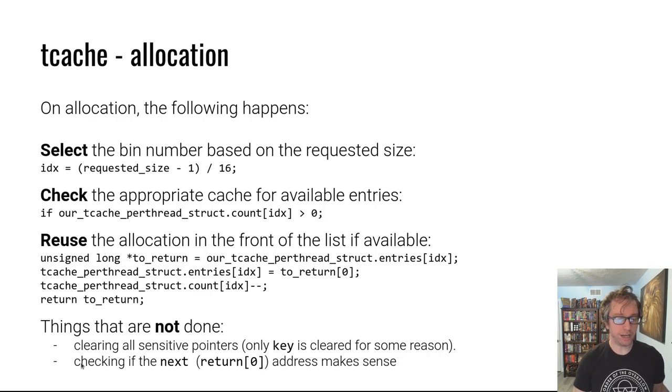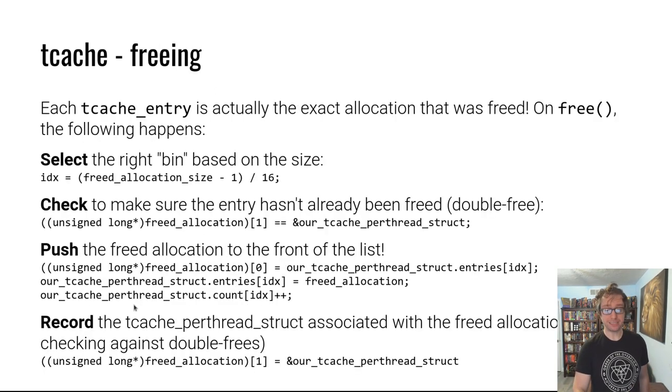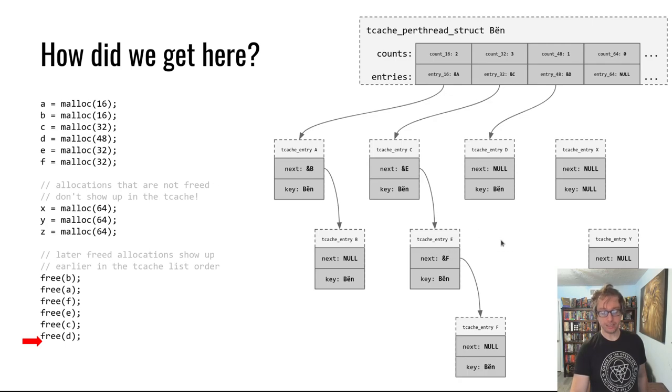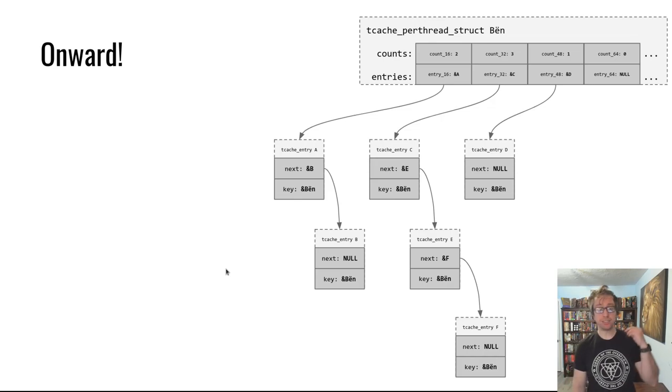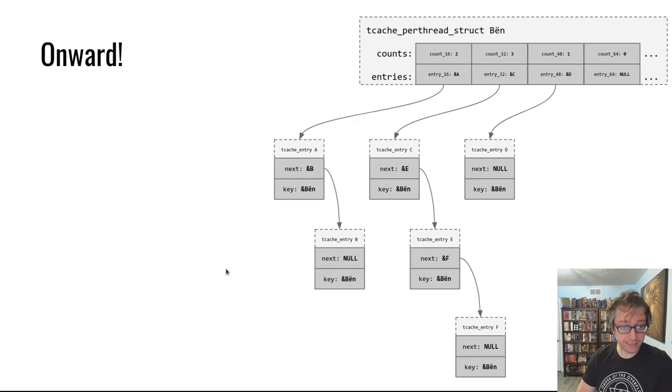And then the other amazing thing that we don't do is check if the next pointer makes sense. So when we allocate something, I'll show you, we don't check to make sure that what we are updating our entries with actually makes any sense. All right, so let's see what happens. We have this tcache configuration. We know how we arrived at it from before. What happens when we start allocating from this now?